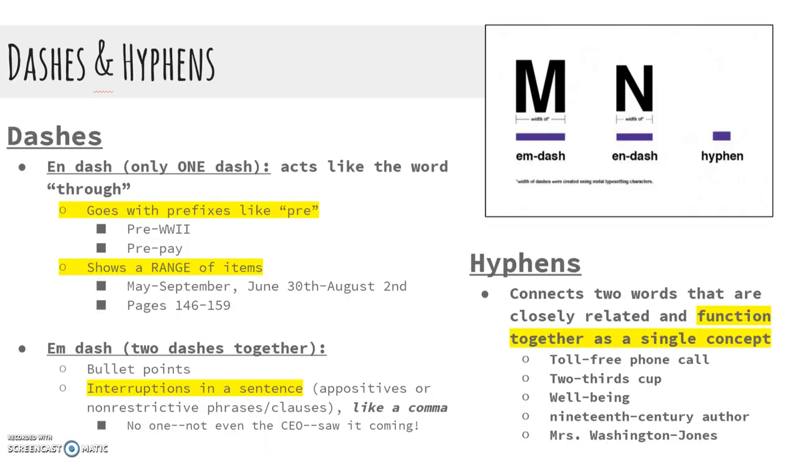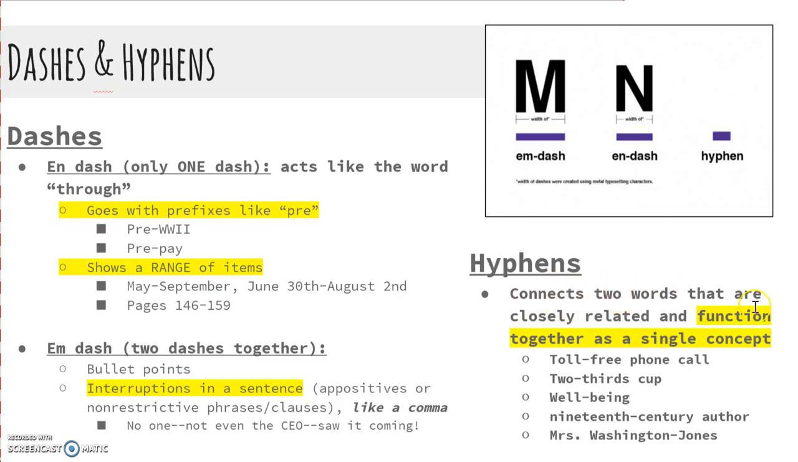Dashes and hyphens are also commonly misused. There are 2 types of dashes that get commonly mixed up. For example, there's the N dash, which is only 1 dash and it's shorter. And it acts kind of like the word through because it often represents a range of items. It can also go with a prefix like pre-World War II or prepay. So if I want to show May through September, or June 30th through August 2nd, or pages 146 through 159, then I'd use just an N dash. I might use an M dash, which is the longer one, and it's 2 dashes long, if I'm using them as bullet points, or interruptions in a sentence, like in an appositive or a non-restrictive phrase or clause. And M dashes behave a little bit like commas. They can't do everything a comma can do, but again, it can be used acceptably for that interruption in the middle of a sentence.